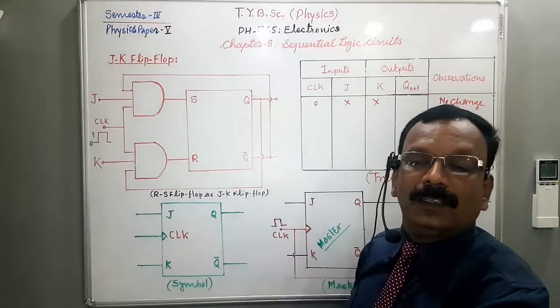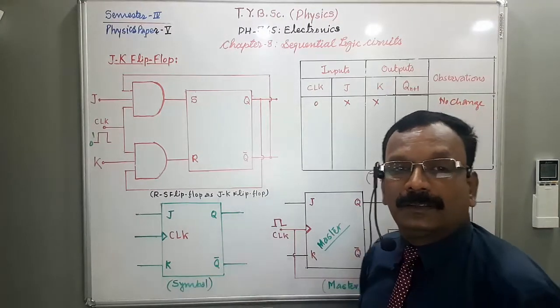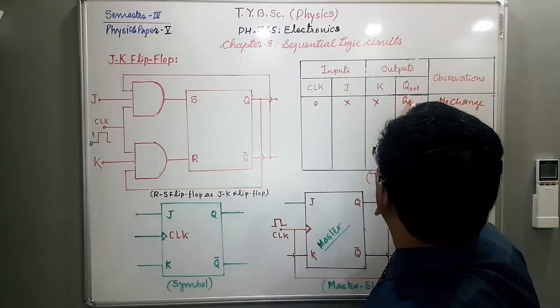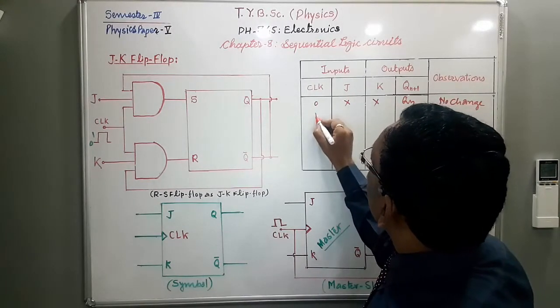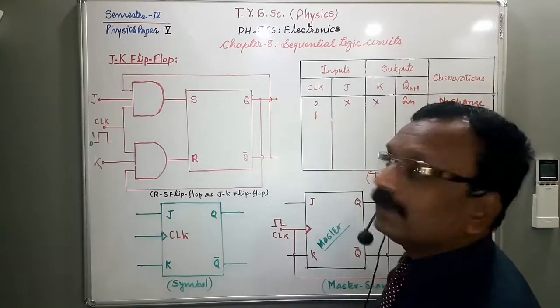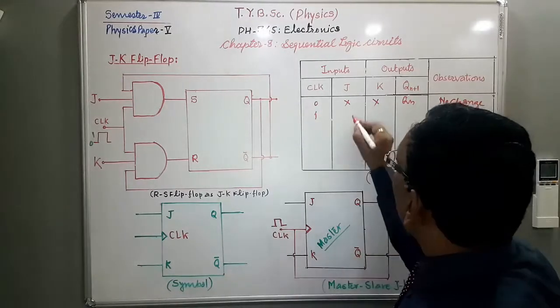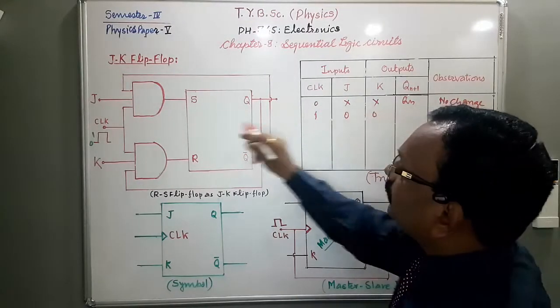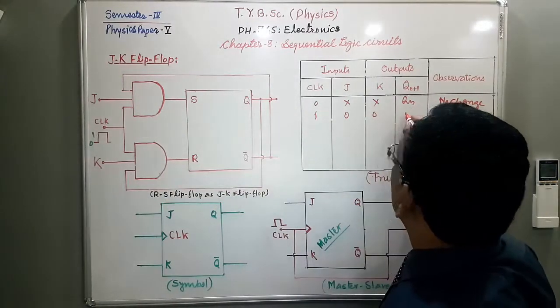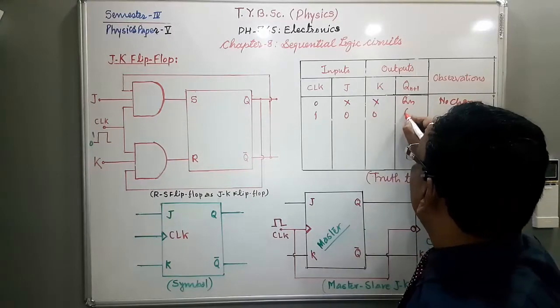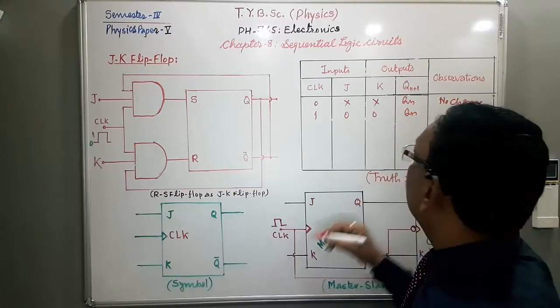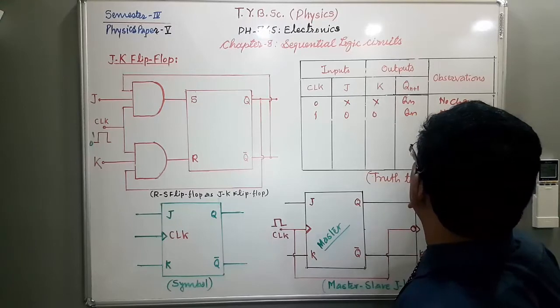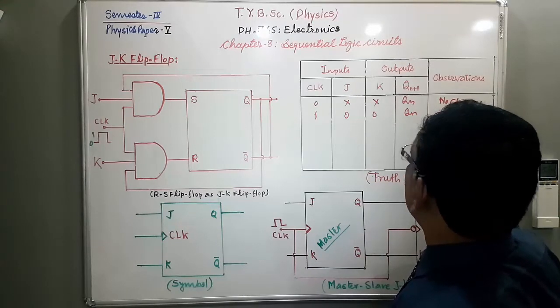Okay. Now when clock pulse is high, logically high, and both the inputs are 0, then there is no change in output. Observation is no change.